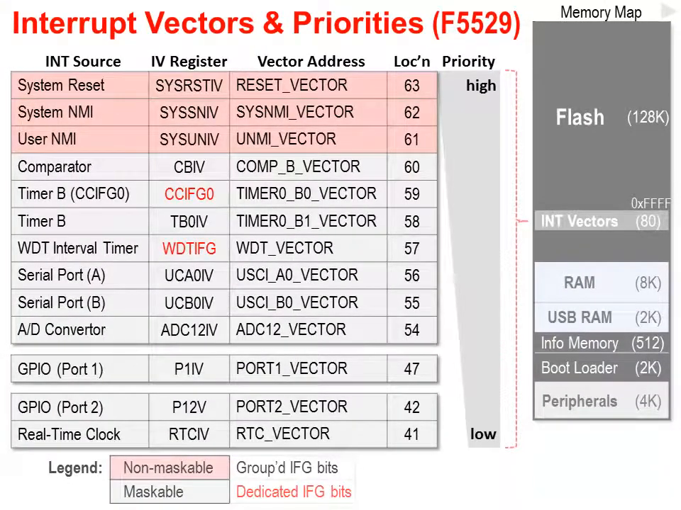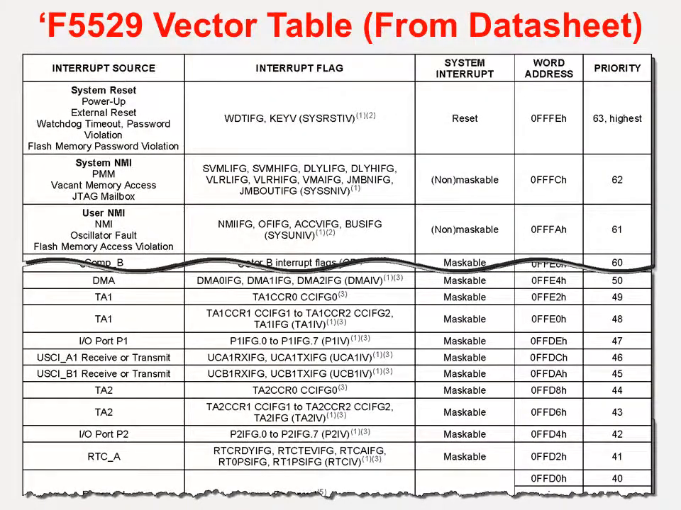Finally, other MSP430 devices, such as the FR5969, are quite similar to what's shown here. The preceding interrupt tables were redrawn to make them easier to view when projected during a workshop. Here's what the actual table looks like in the F5529 datasheet.